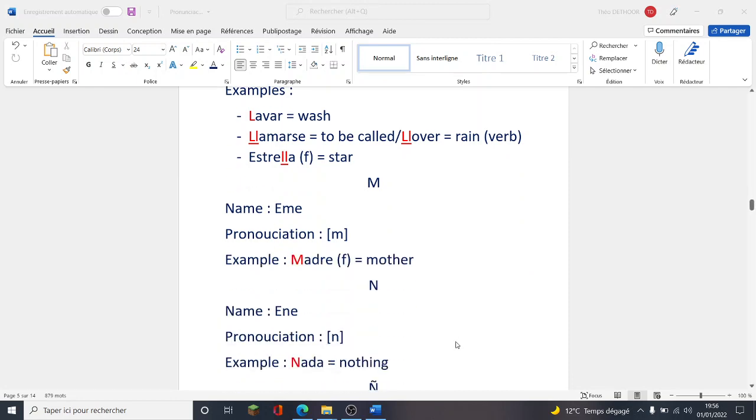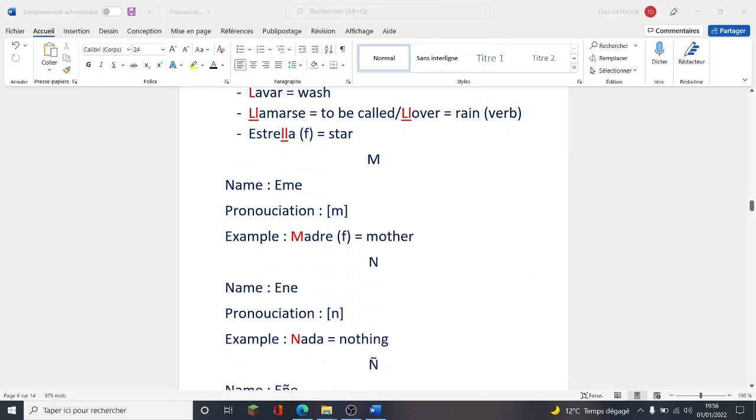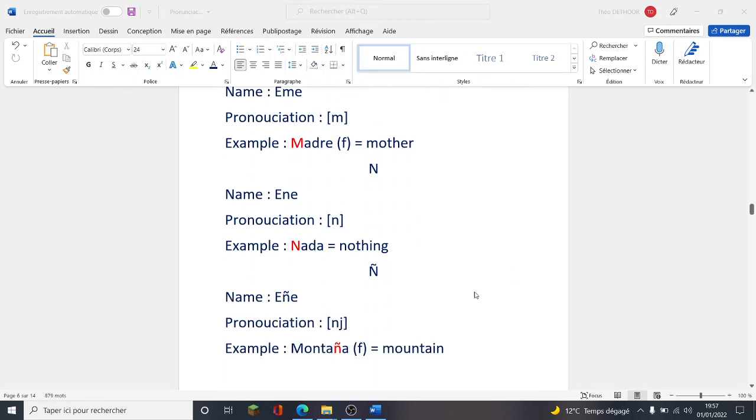The letter M in Spanish is called la M, and it's pronounced me, like in the word madre, which is feminine and means mother. The letter N in Spanish is called la N, and it's pronounced N, like in the word nada, which means nothing. This letter is exclusive to the Spanish alphabet, and it's called la ñ, and it's pronounced ñ, like in the word montaña, which is feminine and means mountain.